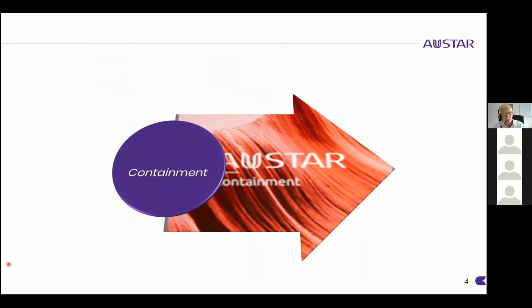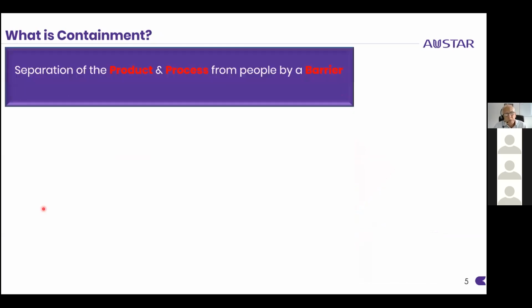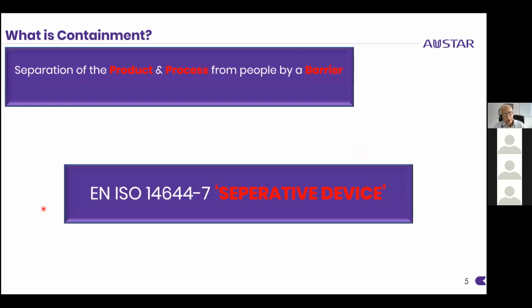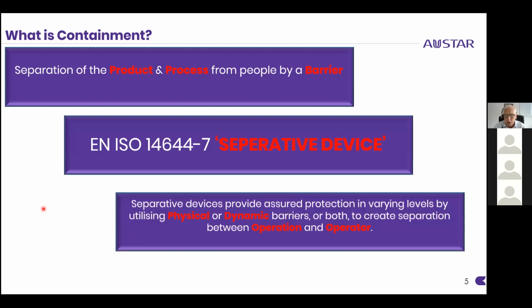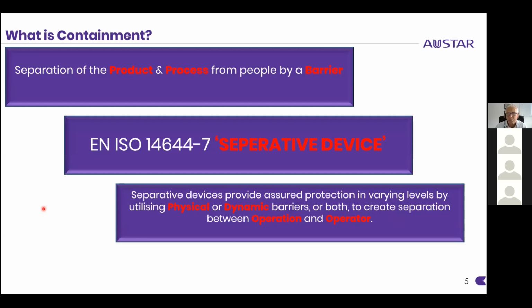So first we'll talk about containment and try and understand what containment is. So it's the separation of product and process from people by a barrier. If we look at ISO 14644, it describes that barrier as a separative device. So what is a separative device?